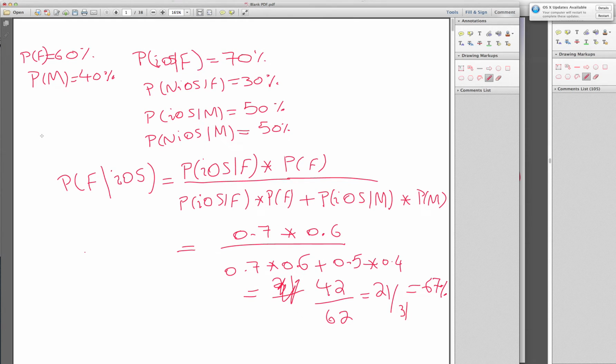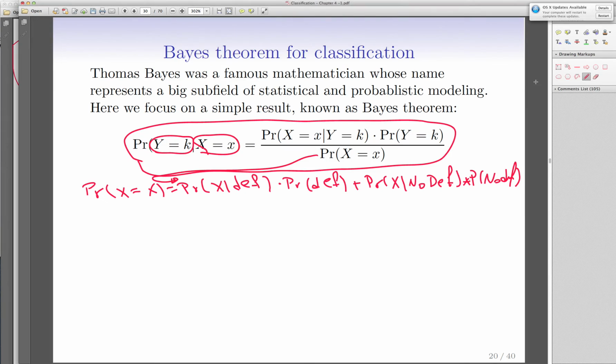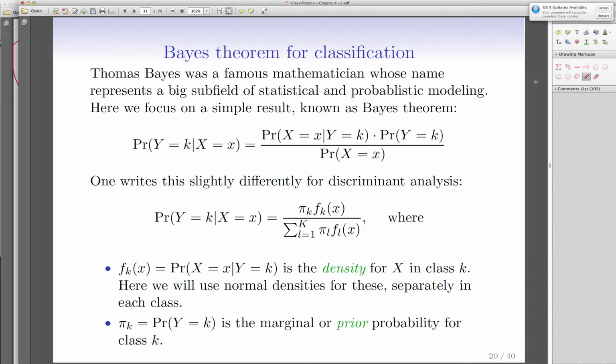So as you can see, our prior belief was that if you randomly picked a person, there was a 60% chance that that person was female. Now, since you know that person is using iOS, your revised probability is 67%. You are more sure that that person is female because usually females tend to use more iOS devices in our sample. Okay, so let's get back to the definitions we have.